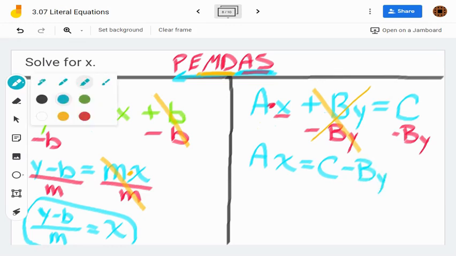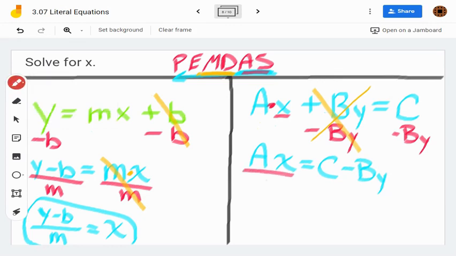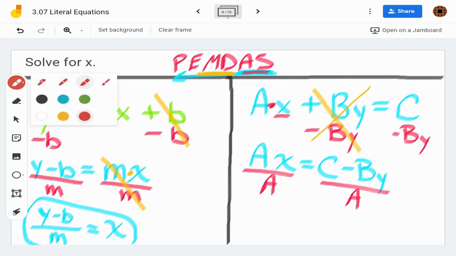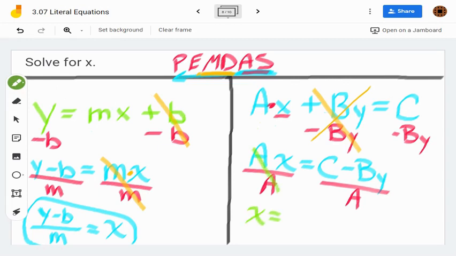And kind of like that last one, this is multiplication, so we will undo it by dividing, but this time we just have a different letter. So this actually looks pretty close to that last one. Pretty similar. Those a's cancel, and we're just left with x equals c minus by, all divided by a. So it's like one big fraction.